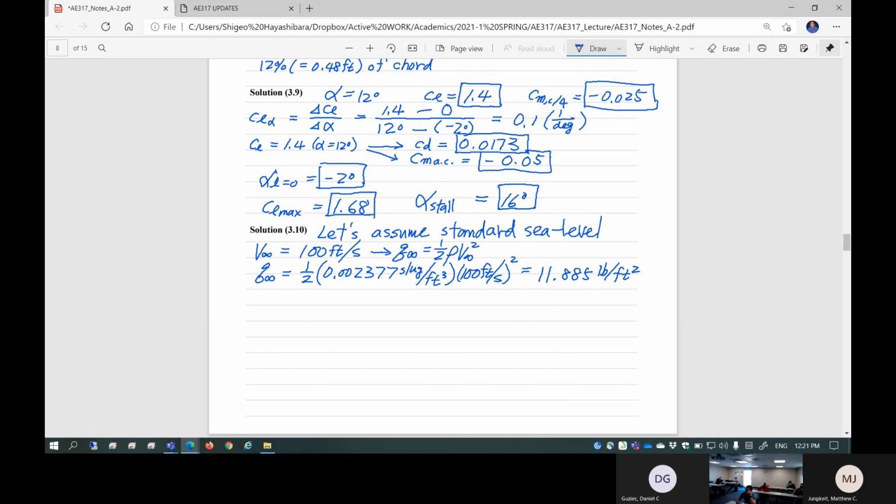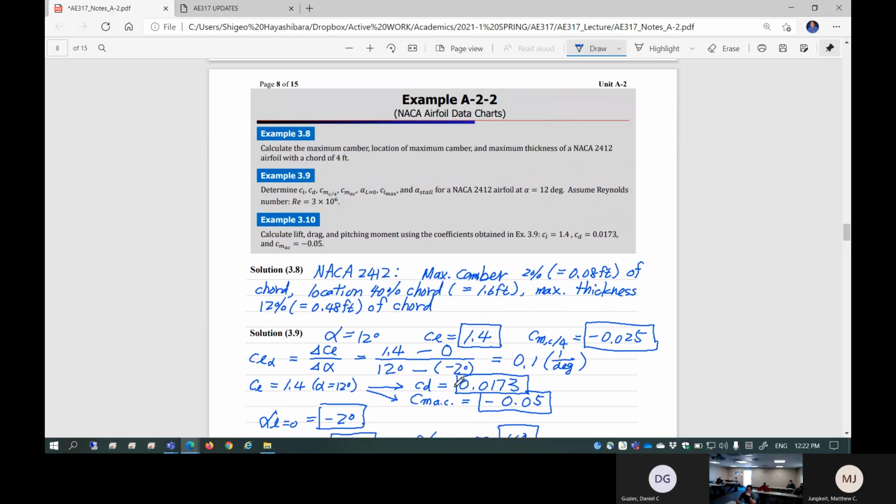Conditions given. What's the condition? Chord length 4 feet. What else? Wing area is given? No. Wing area is not given. Chord length is given. Yes, chord length is given. Okay. Once again, I found an issue. Chord length is given, c equal to 4 feet.